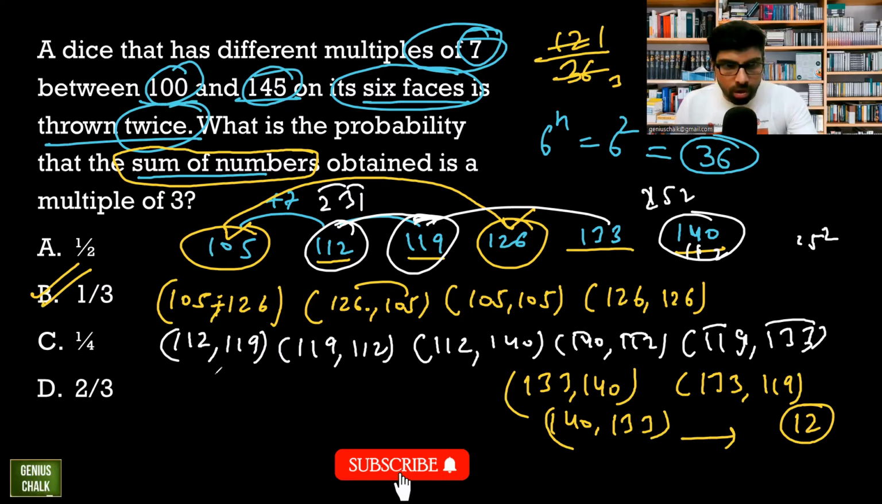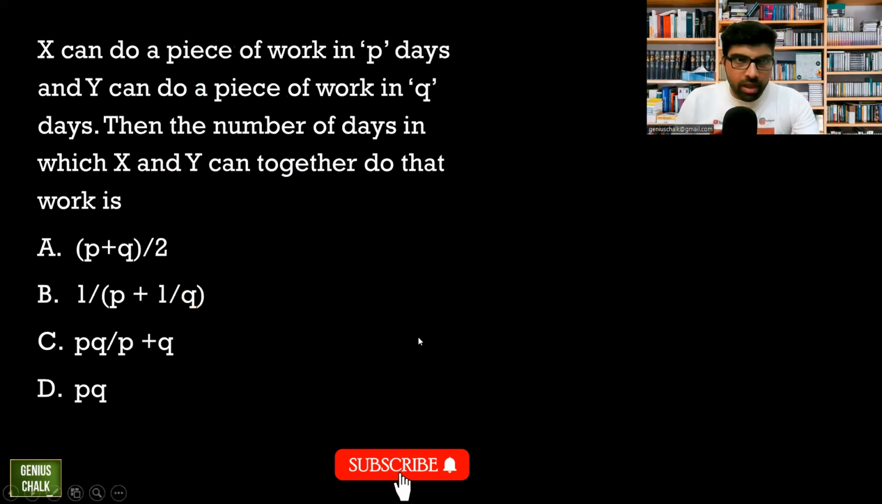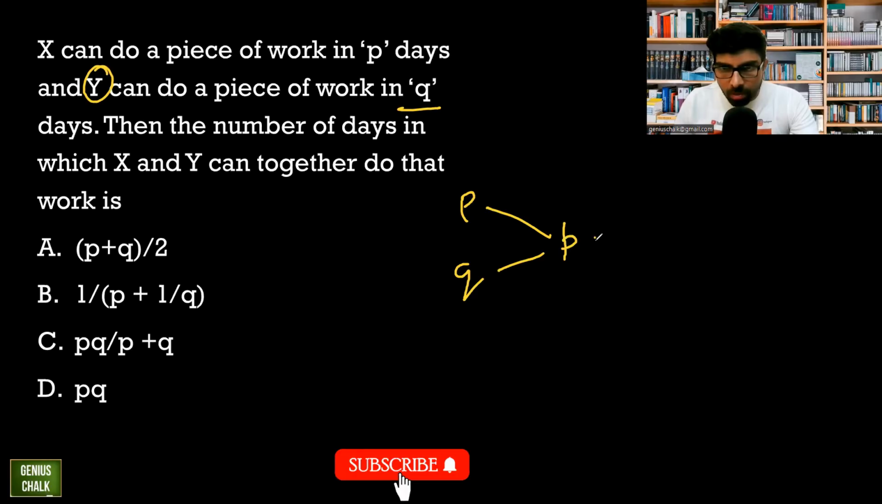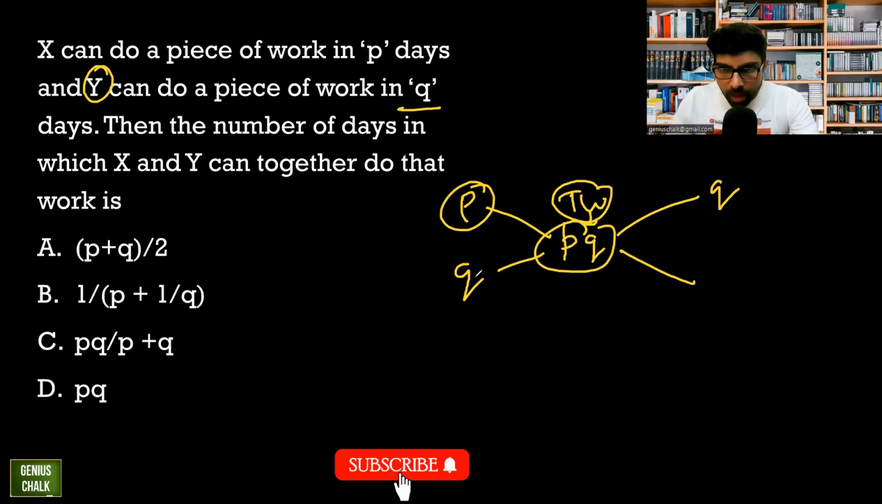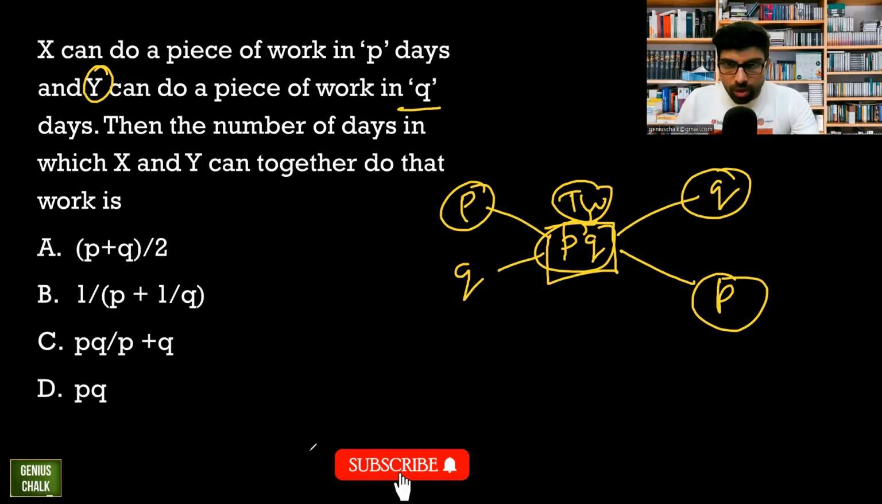A beautiful, beautiful question. Next one: X can do a piece of work in P days and Y can do a piece of work in Q days. So first we take the LCM, and the LCM in this case will be P into Q. Then we take the efficiency. Total work divided by number of days is efficiency. So PQ by P will be Q, and PQ by Q will be P. So this is the total work, and these are the efficiencies of the single persons. Since both are working together, it will be total work by total efficiency, PQ by P plus Q.